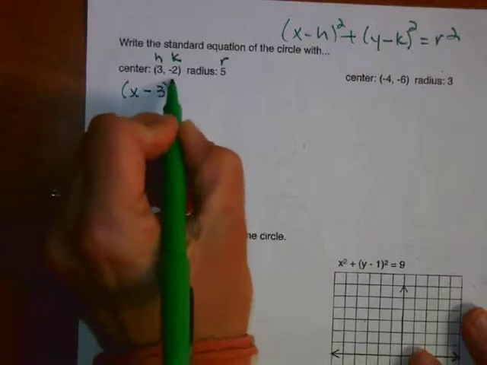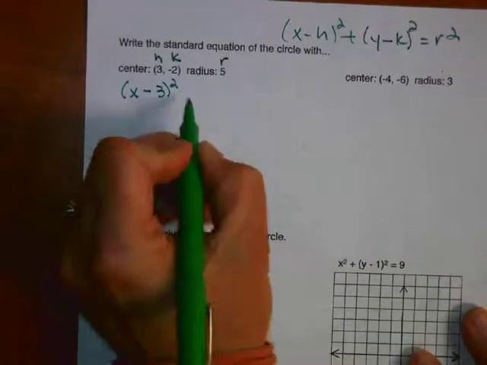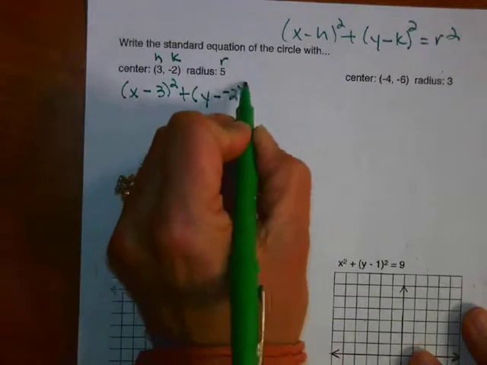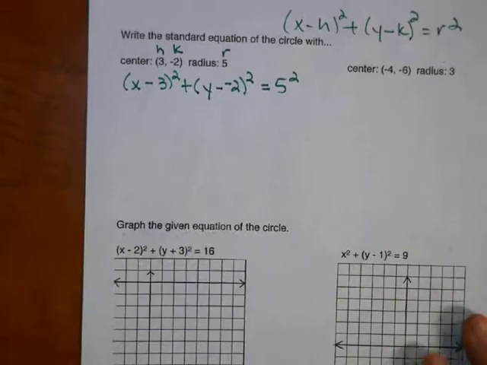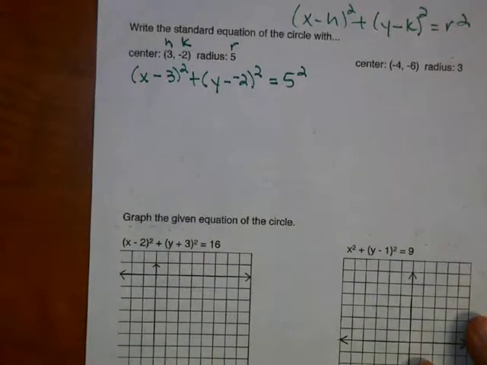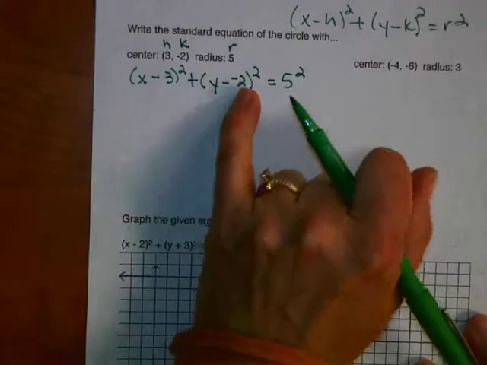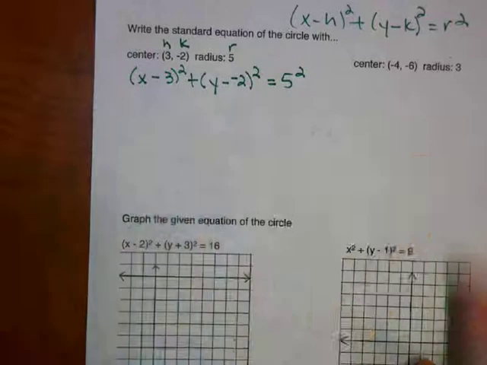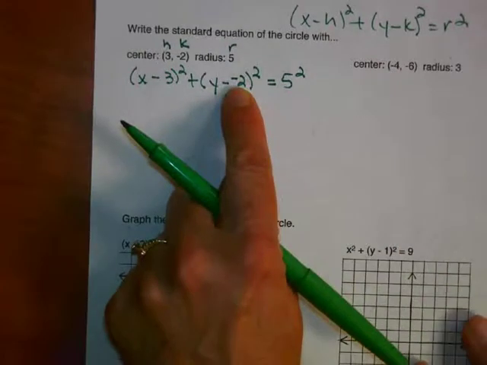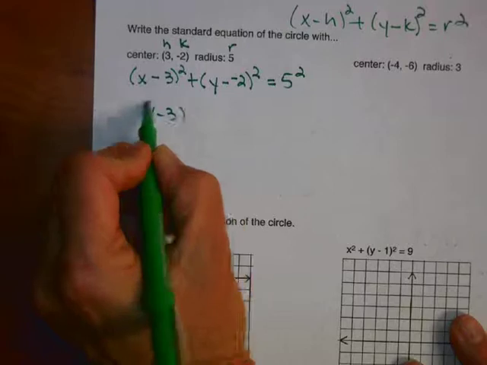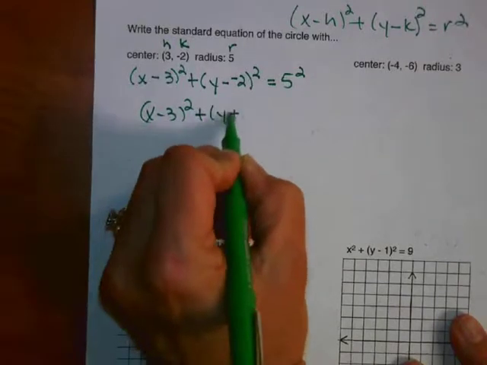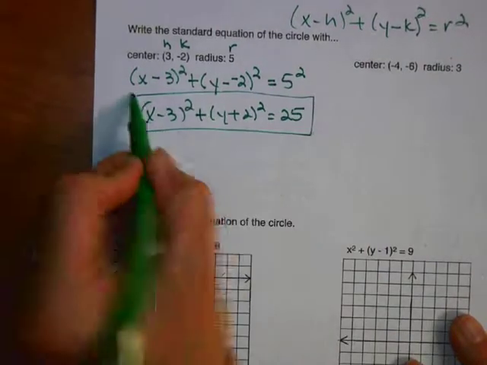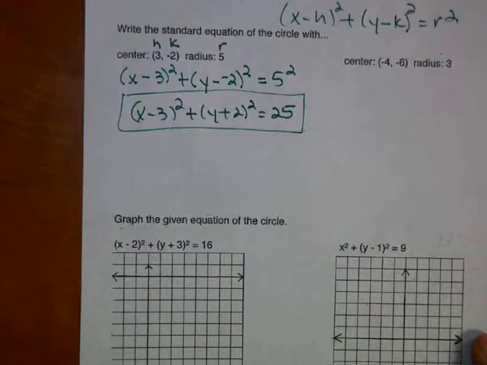X minus 3 squared plus y minus a negative 2 squared equals 5 squared. What happens here? Yeah, so we're going to change that to make it an addition. I stuck a negative in, which is going to cause this to be a plus. X minus 3 squared plus y plus 2 squared equals 25. And that's your final answer right there. That's the equation of the circle.